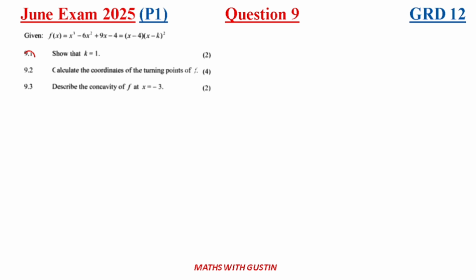Okay, so now let's have a look at this one. Here's 1 there, so we need to show that k is equal to 1. So therefore 9.1, in this case we're gonna have to say what is given to us. They give us x minus 4 and therefore x minus k all squared. So guys, there's many ways you can do this. You can use long division, but I'm gonna choose this one because I think it's much easier and straightforward. It won't confuse you guys.